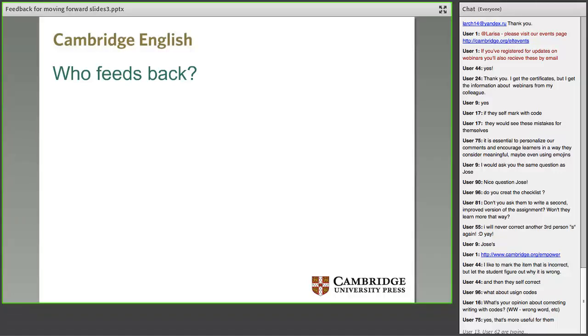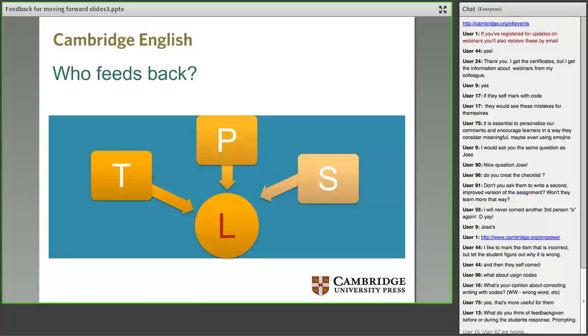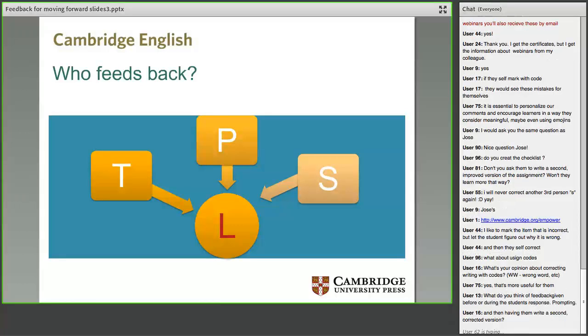Okay. Looking at who feeds back, we looked at it could be the teacher, it could be peer, it could be self. And again, looking at the research, what came out as most useful was actually self-assessment, self-feedback. That's in theory, but I think in my experience, it's not always that easy to do.